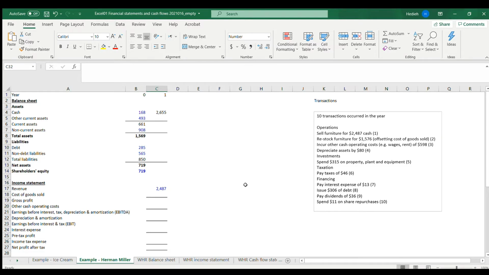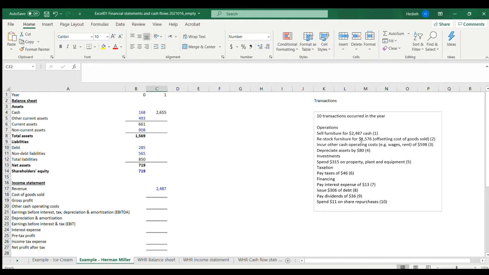The second transaction is restocking furniture for $1,576. This offsets cost of goods sold. In other words, after the company sells its products and the inventory of finished goods goes down, the company will pay $1,576 and increase the inventory of furniture.